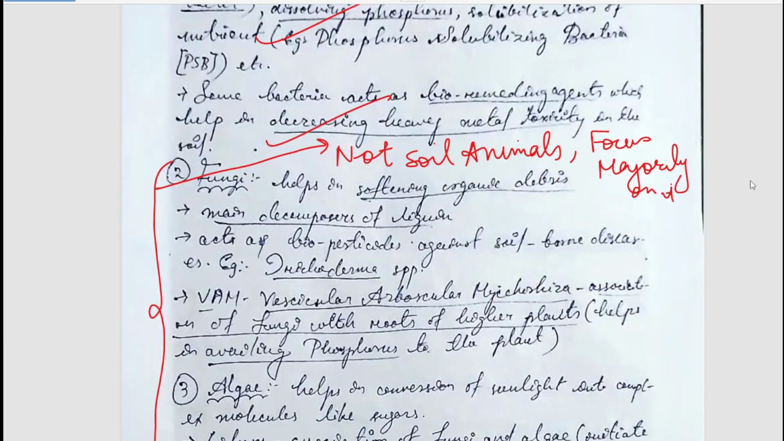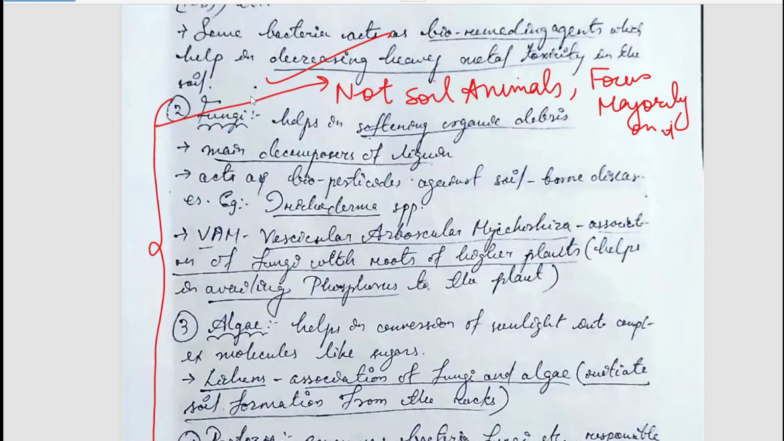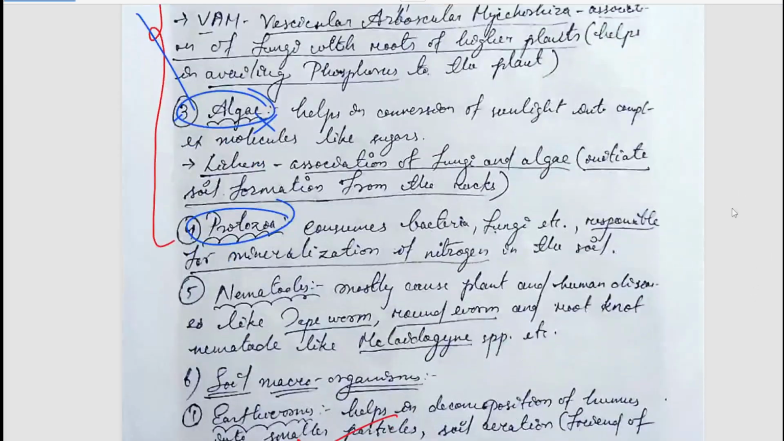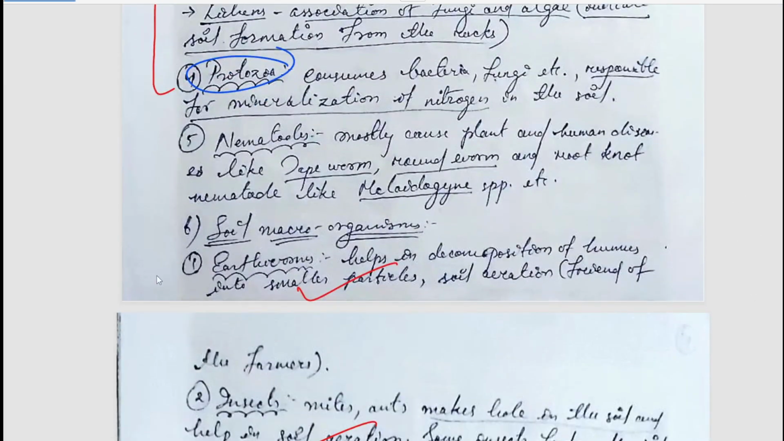You can see what the student has done here. The student has written about fungi, and that is why you will see fewer marks in this question. Algae, fungi, protozoa, these are not soil animals. Fungi is a plant, algae is a plant. Whenever you are writing these types of answers, be very precise about the keywords in the question. The question is asking about soil animals, not soil plants. Fungi is not an animal, algae is not an animal. So please be careful.